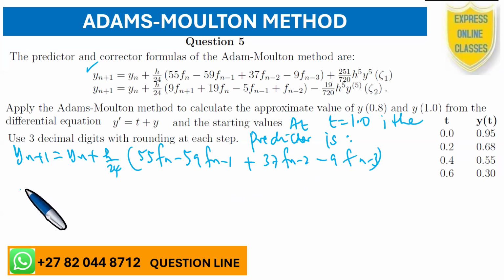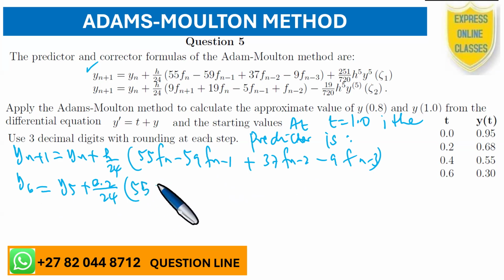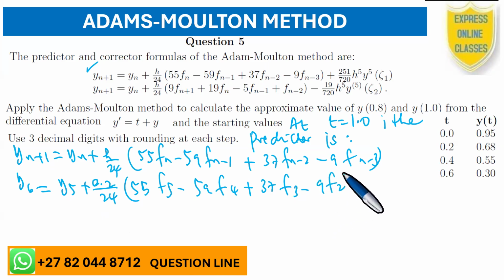Then we're going to do y6. Y6 becomes y5 plus 0.2 divided by 24 times 55. And this is y6 when n is 5. It's going to be f5 minus 59 f4 plus 37, and then we're putting a 5 there, which becomes a 3, and it becomes a 2. What exactly becomes the y5? You have got y5 before, and this y5 was the y5 at the corrector.